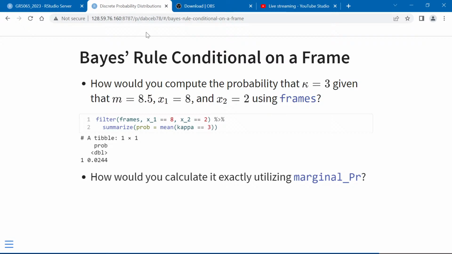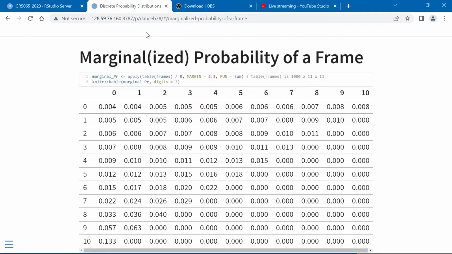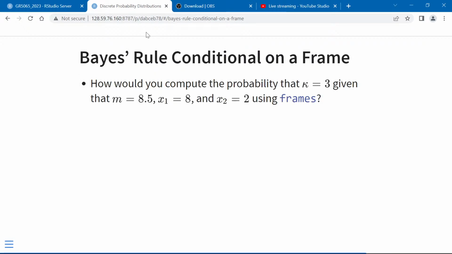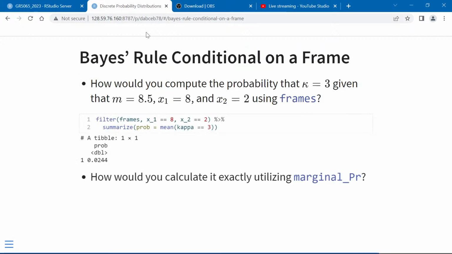A small number, but kappa in principle could be any non-negative integer. So it's not surprising that the probability of it being any one integer like 3 is not a huge number. Well, it's got to be between 0 and 1. This is the conditional probability. But it's pretty close to 0. But not so close to 0. It's 0.0244. So how would we calculate that same probability exactly utilizing marginal PR, which we just created, this 11 by 11 table for the probability of what could happen in a frame of bowling, irrespective of kappa?